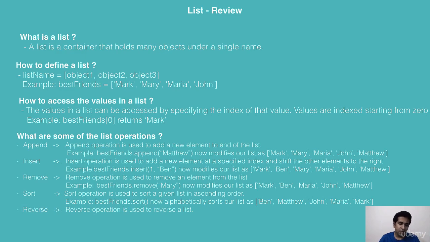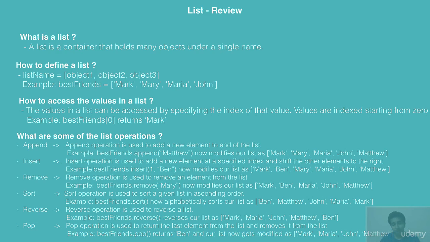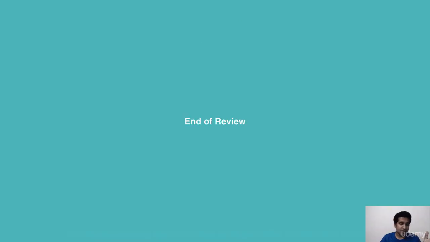And then we saw the reverse operation, which is used to reverse a list. If you call your list with the reverse operation, the order of your list gets reversed. So we now have Mark at the beginning of our list and Ben at the end. Then we saw the pop operation, which is used to remove the last element from your list, and it also returns that element to you. So if you use bestfriends.pop, you get the output as Ben, and also Ben gets removed from the end of the list. That's the end of this section on lists.